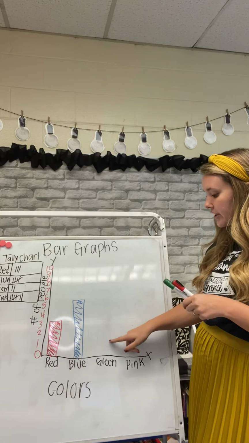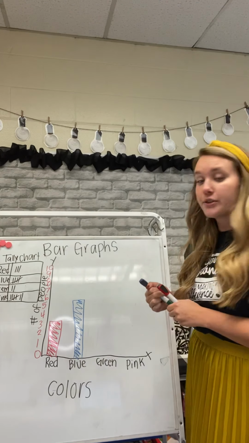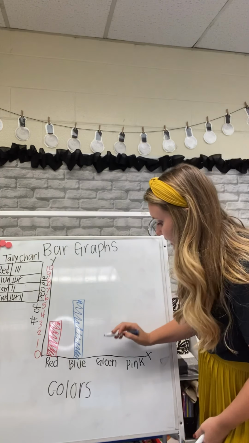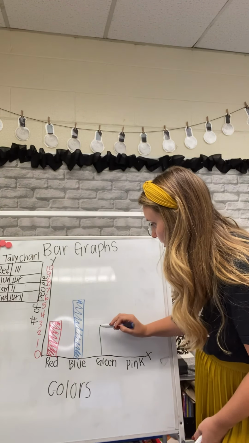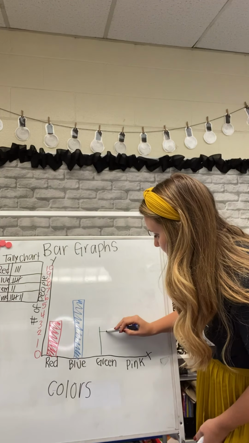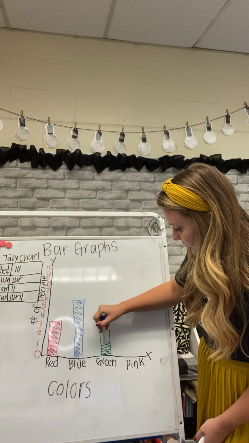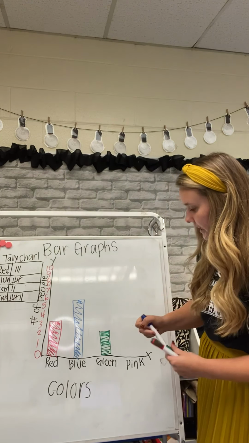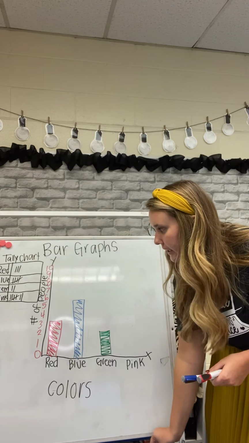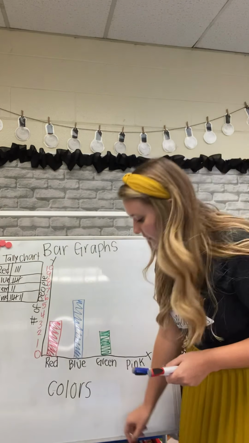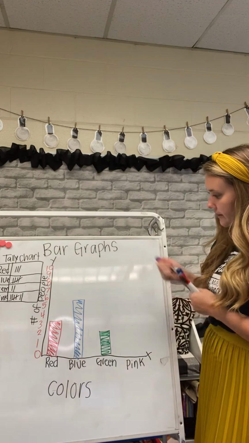All right, so let's move on to green. We have only 2 friends in our class that like the color green. I'm going to go ahead up. Make sure it's lined up all the way. Went a little bit too far. And that's how many people like the color green. And the last color is the color pink. And if you look over here, we have 7 friends who like the color pink.